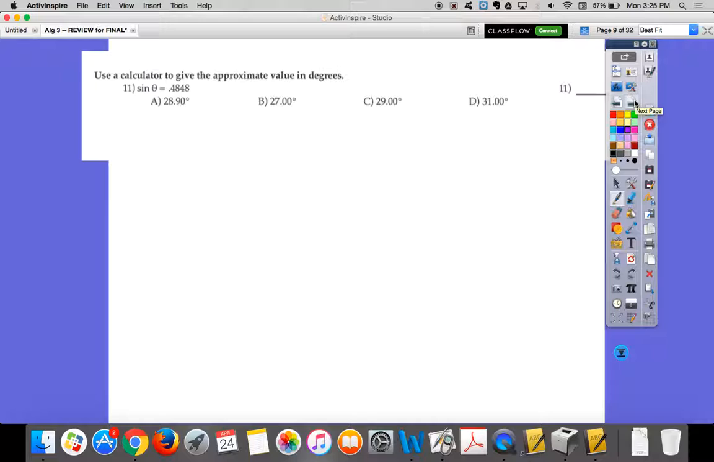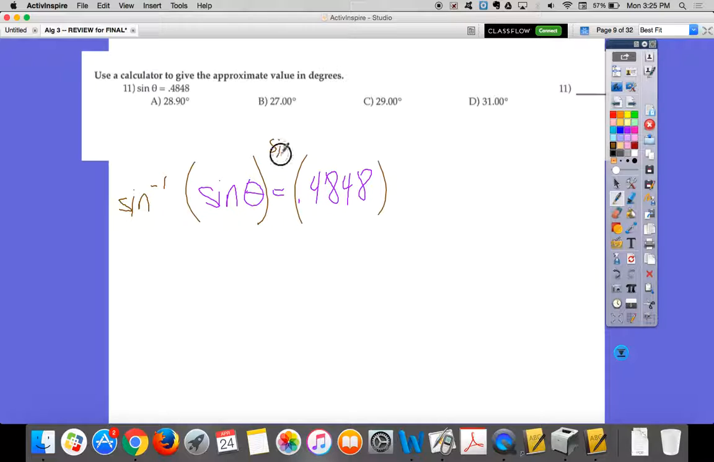Use a calculator to give the approximate value in degrees. So I am told that sine of some angle is 0.4848. Okay, now we basically need to do the inverse sine. Remember, to solve any kind of equation, you have to use inverse operations. So technically what you're doing is you're doing the inverse sine of this side, and you're doing the inverse sine of this side. And these undo each other. That's how you're going to solve the equation.